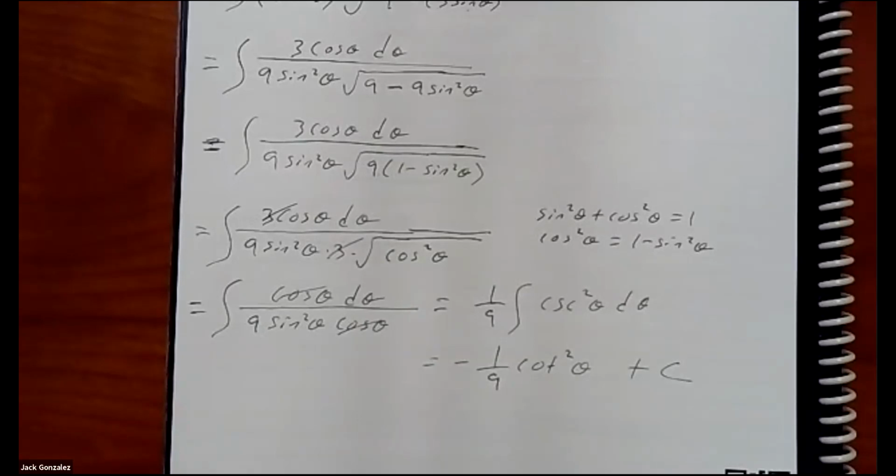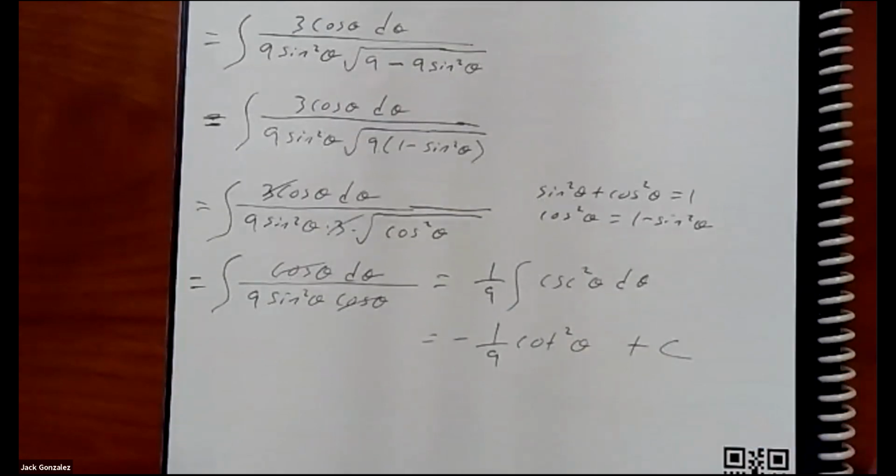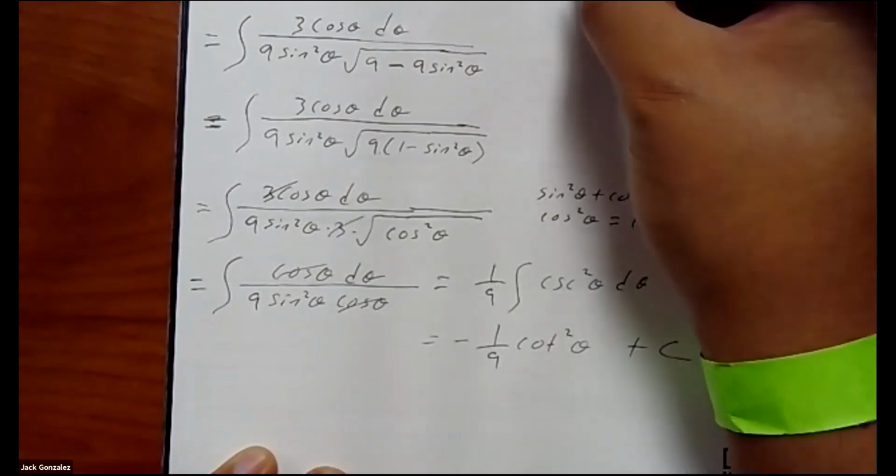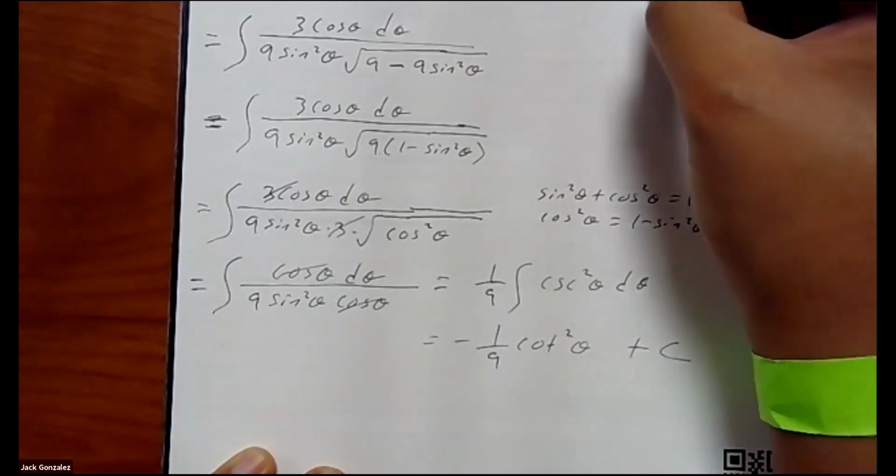But we're not looking for cotangent, we're looking for x. So remember how when we did u sub, we have to go back to x, right? Same thing. So how do we go back is the question. Do you agree that according to this, x is equal to sine theta, then that means that sine theta is equal to x over 3.